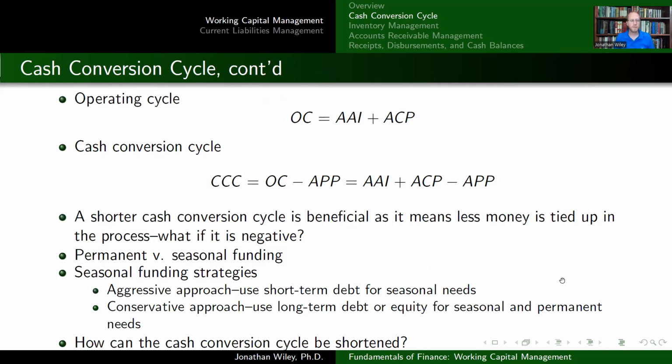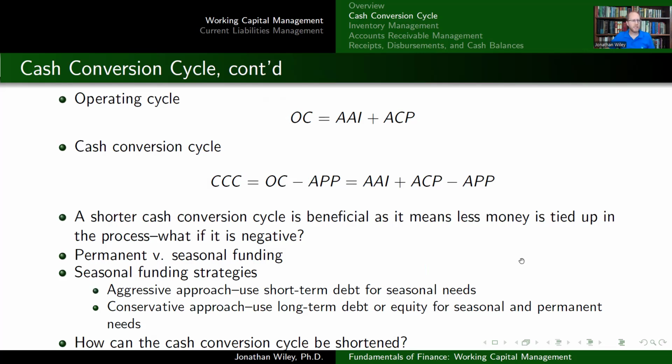which means I don't have to have as much sitting in inventories or receivables. And as I've discussed in a prior video, money that is sitting in current assets is kind of unproductive and doesn't necessarily make us a lot of money. So from that standpoint, it makes sense to try to minimize that cash conversion cycle. But that leads to an interesting question. That is, can this be negative? What would that mean? Is that even possible?